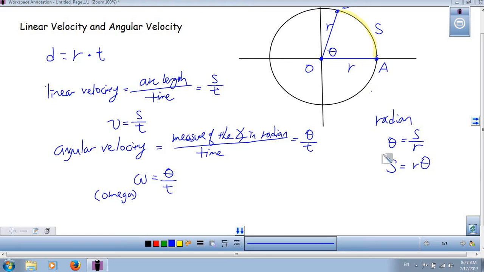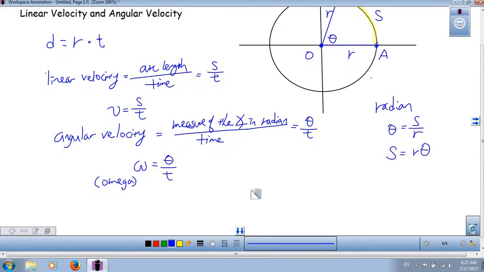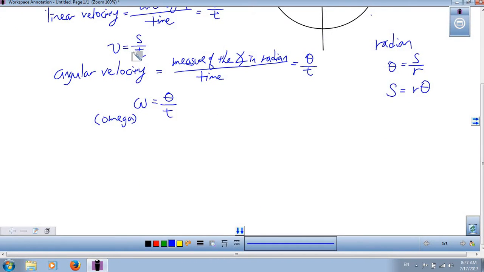Okay, so as we were talking, the radian measure is theta equal to S over R, and S is equal to R theta. So if you know the radius of the circle, and if you know the angle in radian measure, you can find the arc length. That's the relationship we're going to use to connect the linear velocity v and the angular velocity omega.